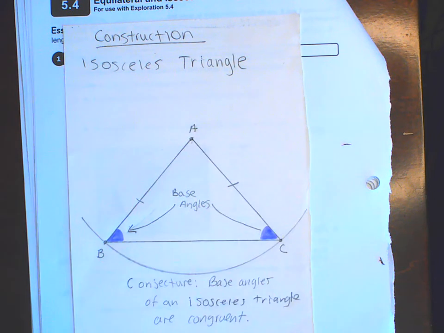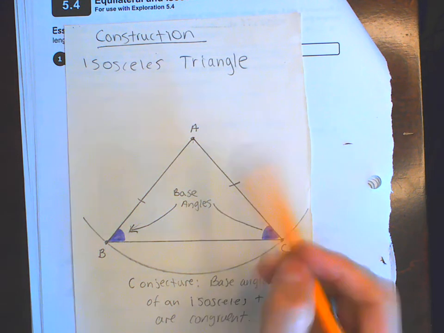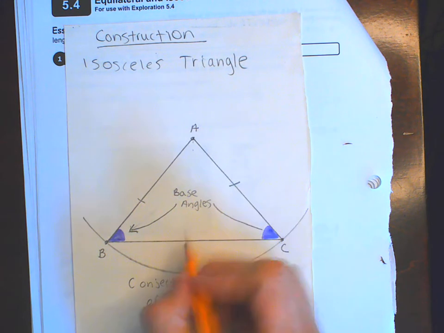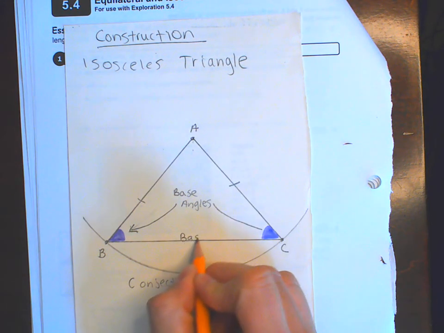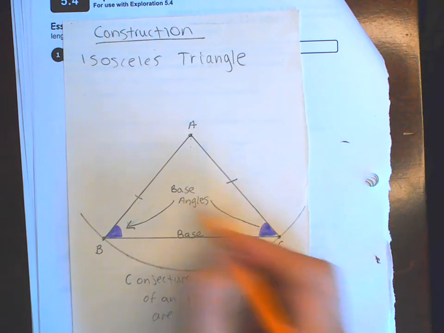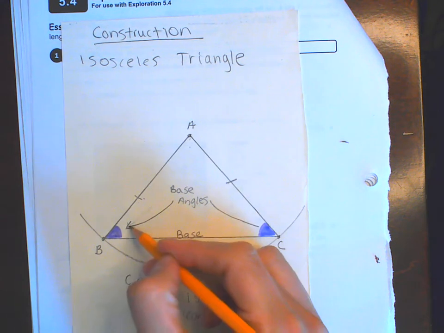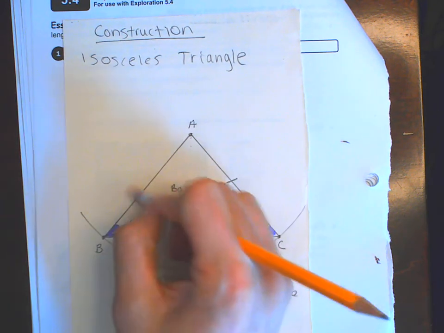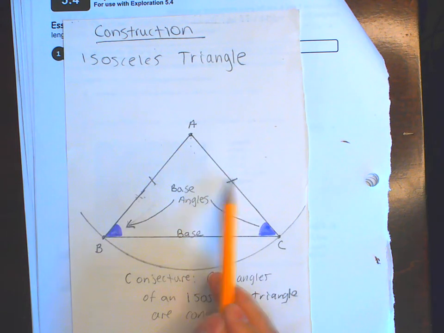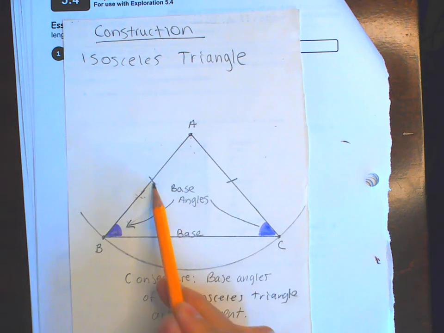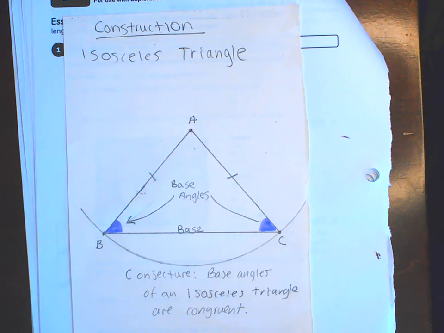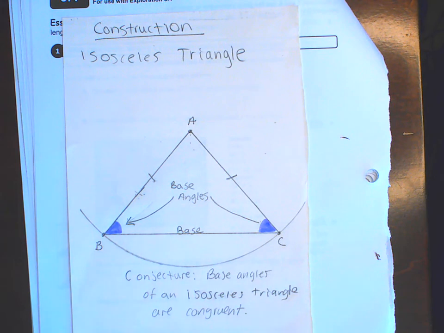So you would say that it's the non-included side between these two sides, which makes this also the base. So these are the base angles. They're the ones that are across from the two pairs of congruent sides. So if these two are congruent, then the sides opposite of those are going to be congruent as well. And that's one of the theorems that we are going to be actually looking into.